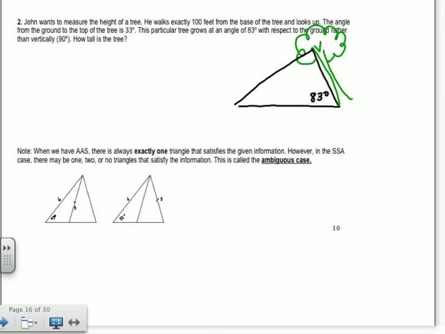Kind of scares me. All right, so this angle is 33 degrees, the angle that you're looking up to the top of the tree, and you're 100 feet away. We need to find how tall the tree is. So let's find h, the height.